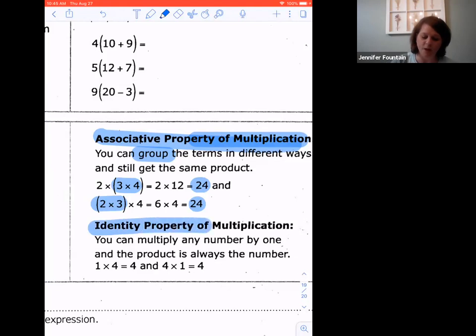And then the identity property of multiplication says you can multiply any number by 1 and you're always going to get that number. Okay, one thing I want to add here is the zero property.